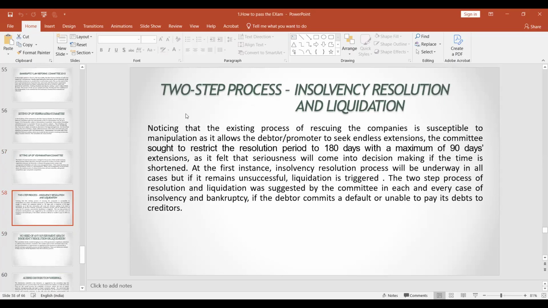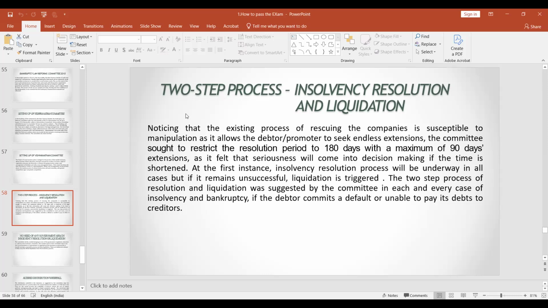And they say it is a two-step process. You don't directly jump to liquidation. You first try to resolve the issue. Resolving the issue could be by bringing in some new management, and if that is not possible, then go for liquidation.